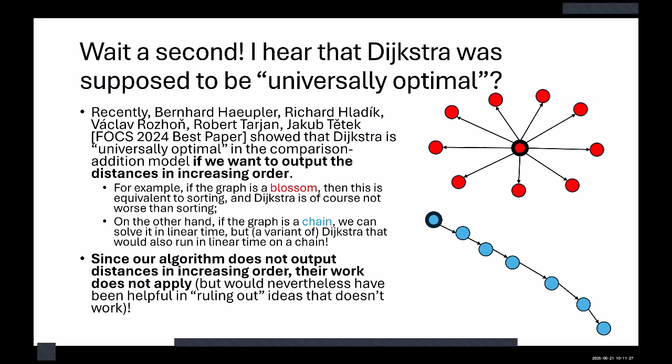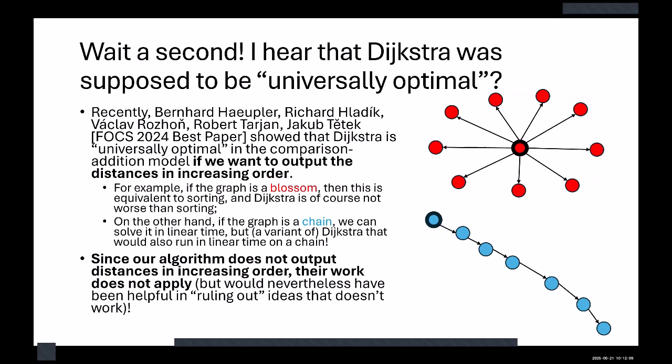On the other hand, if the graph is a chain, then instead of sorting the distances, you can just follow the chain, and all the distances are already sorted for us. So we no longer need sorting, and we can compute all the distances in linear time. Importantly, they show that a variant of Dijkstra can also run in linear time in this case. If you run Dijkstra here, the heap will always have only one element, which is the next vertex, so there's no log n running time. So essentially they show that no matter what the graph looks like, Dijkstra is universally optimal, but it only works if you want to output the distances in increasing order.